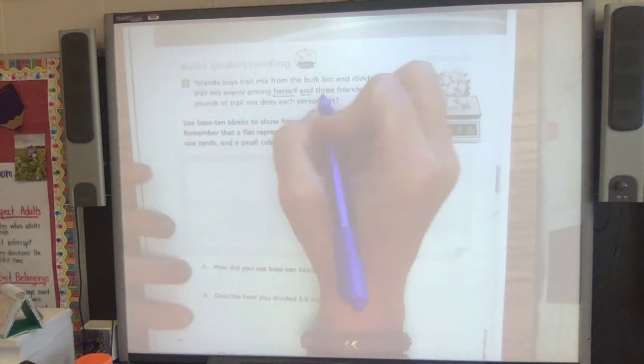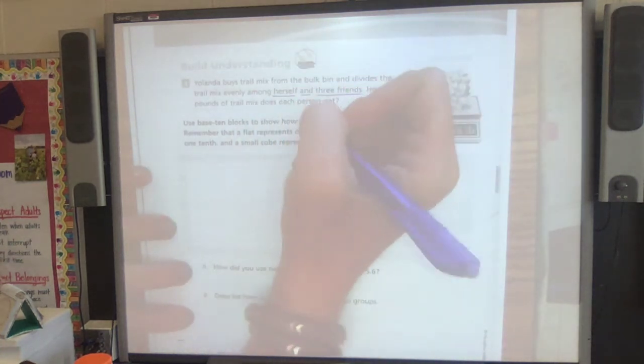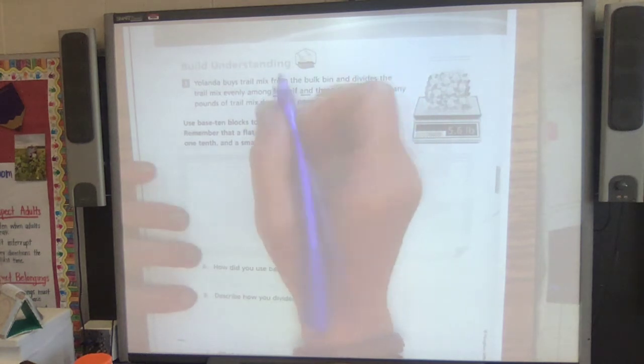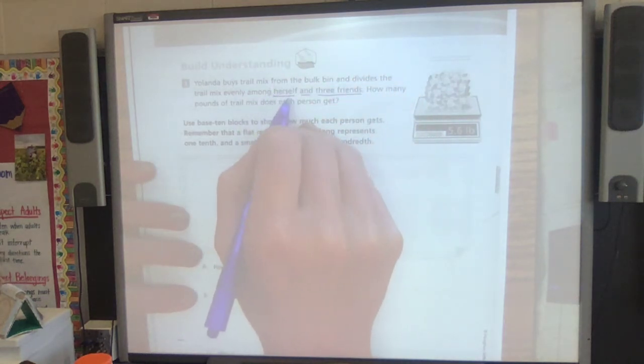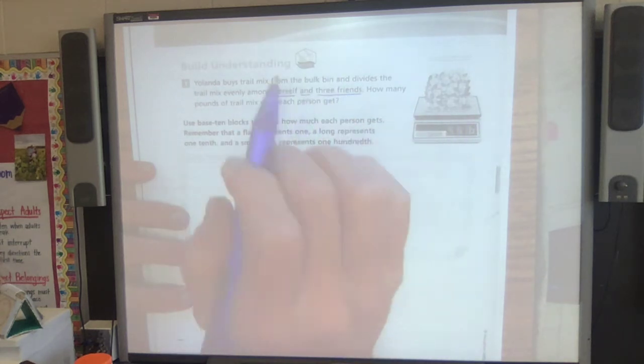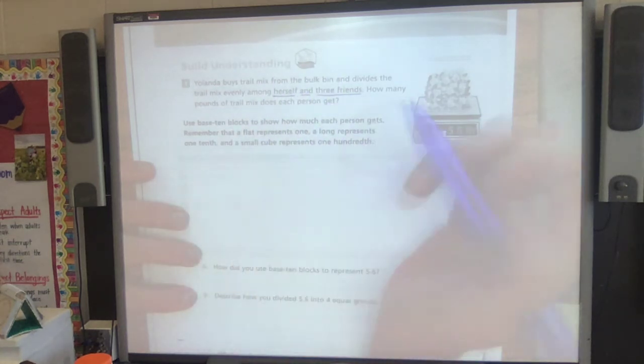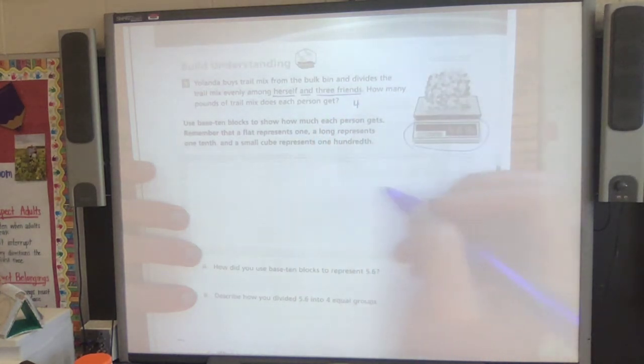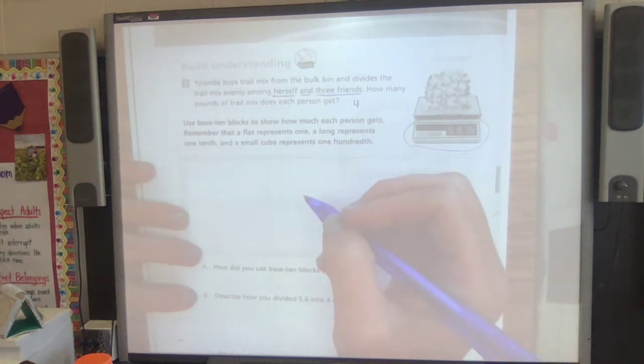Okay? So this says Yolanda buys trail mix from the bulk bin and divides the trail mix evenly among herself and 3 friends. This kind of confuses students sometimes. So we see that number 3 and we think that's our answer, but remember she's dividing among herself and 3 friends. So that's 4 people. Now here in our picture we see her trail mix. She has 5 6/10 pounds.